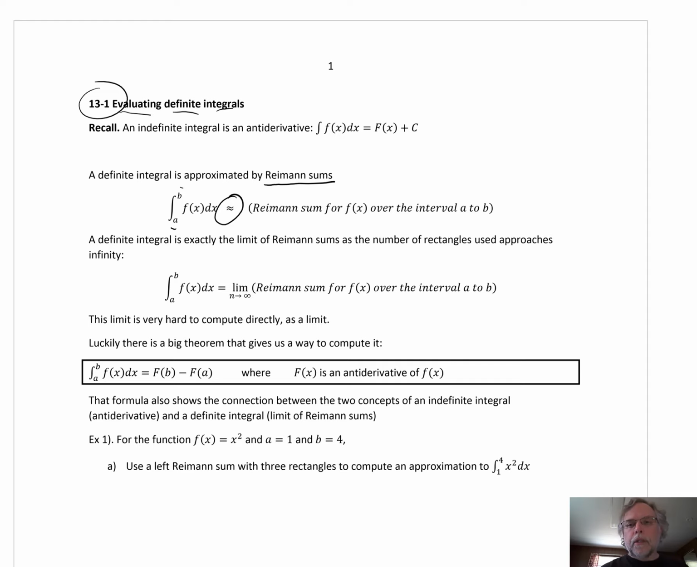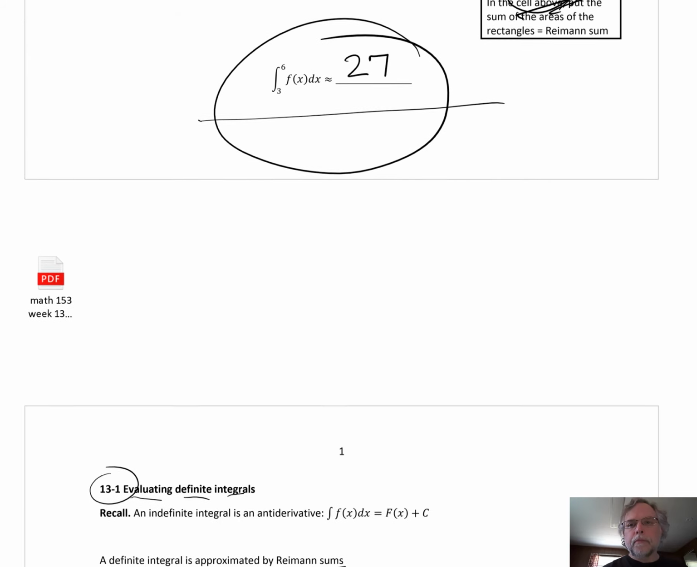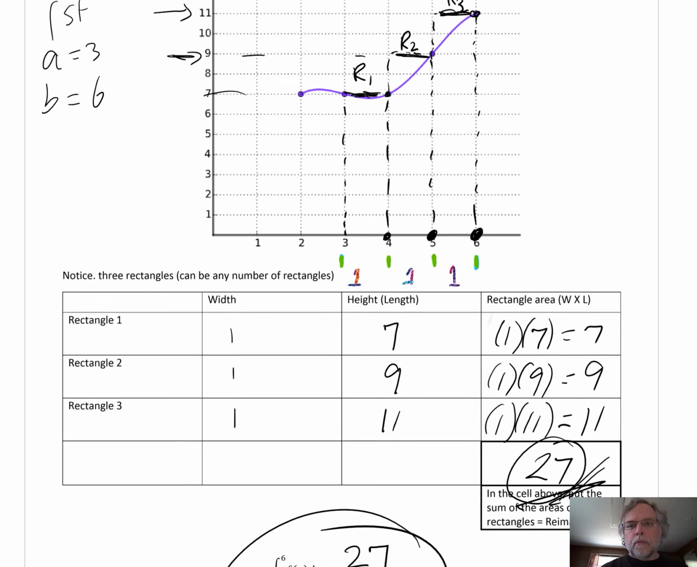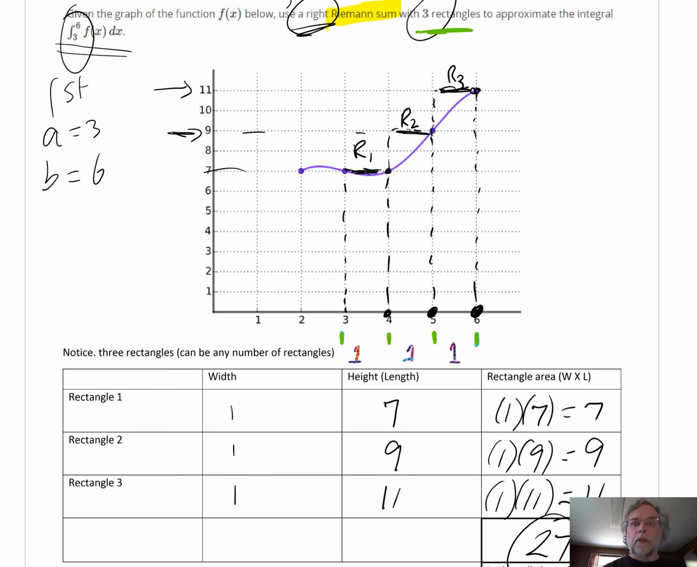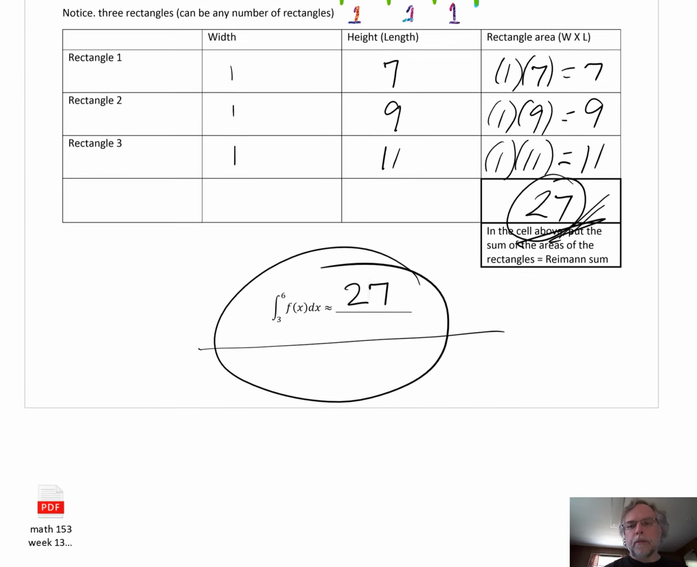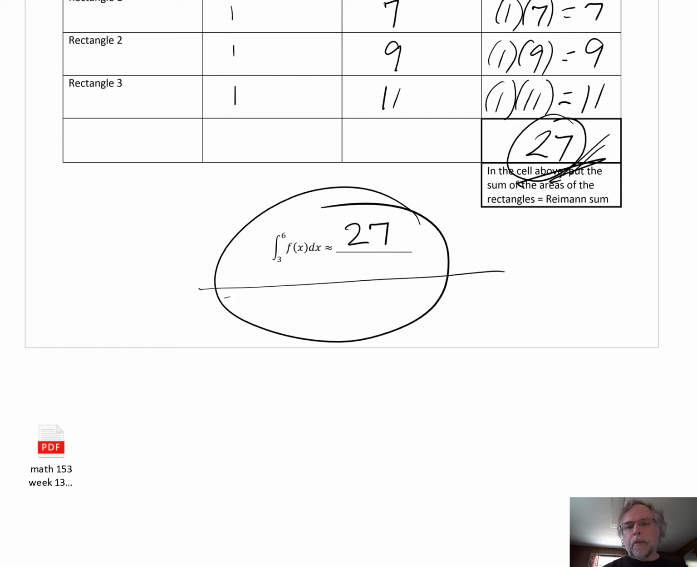And if we go back for a second to the Riemann sum problems that we did, like this one: given the graph of a function below, use a right Riemann sum with three rectangles to approximate the integral from 3 to 6 of f of x dx. So in all these exercises, that was what we were doing, approximating definite integrals by using Riemann sums. And every single time down at the bottom, we wrote a statement like this. Found the number 27 by the process, and then our conclusion was the integral from 3 to 6 of f of x dx is approximately equal to 27.